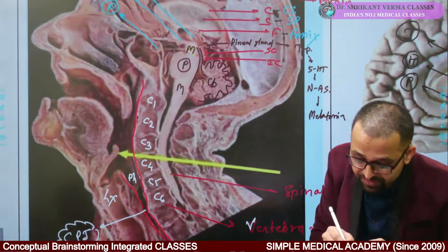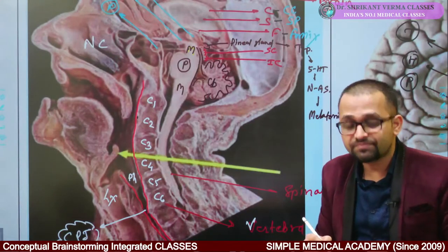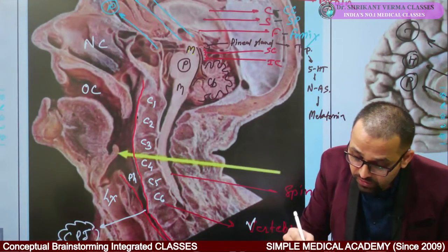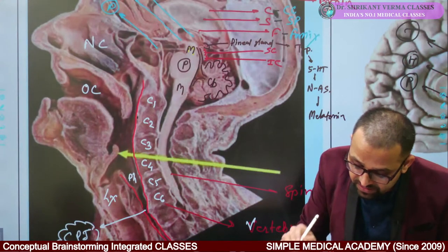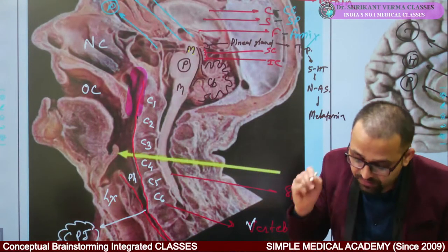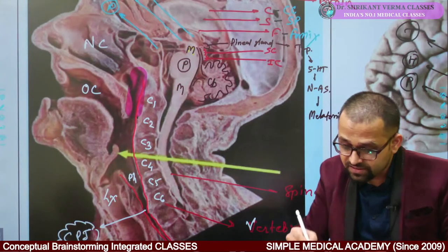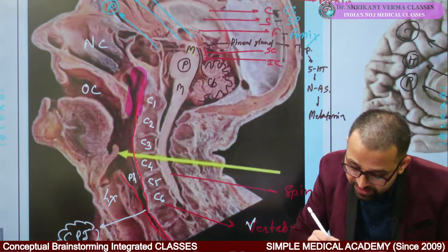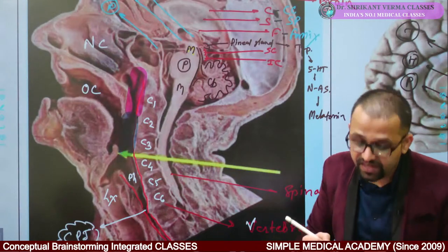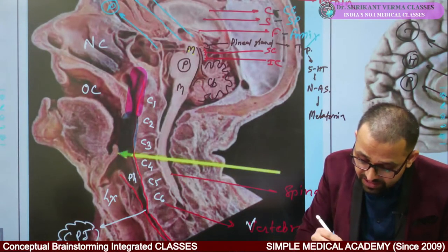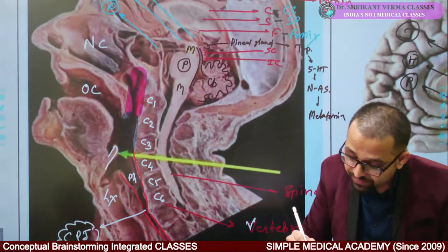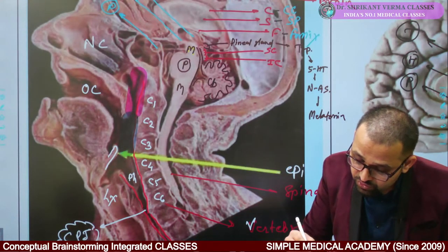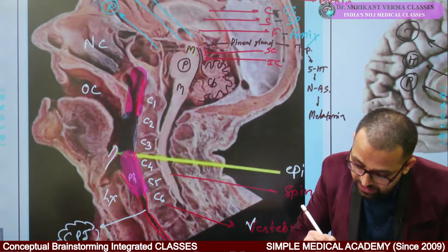Now try to understand. This is our nasal cavity. Here is our oral cavity. And this is the larynx. ENT integration: just behind the nasal cavity, this portion is our nasopharynx. And can you see behind the oral cavity? This is our oropharynx. And can you see this leaf-like structure which is hanging? This is our epiglottis, meaning larynx portion. So you will be able to see this is our laryngopharynx.